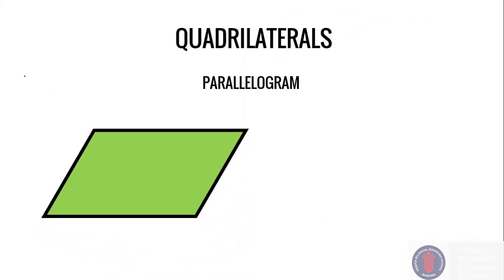Parallelogram. In a parallelogram, opposite sides are equal. This one is equal. Opposite sides are equal, and opposite sides are also parallel. So when you extend this line, and then you extend the other line, the lines will not meet each other. So this one is also parallel.